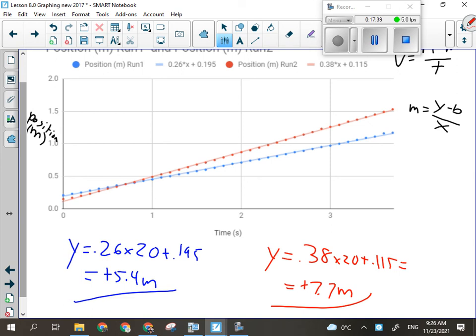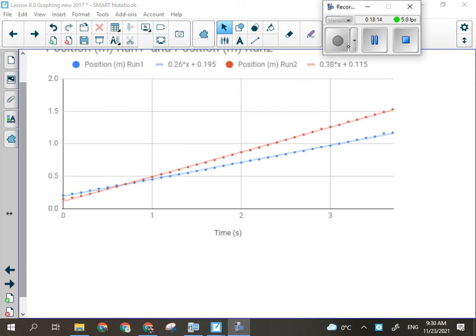All right. Now, I want you to calculate how long it will take each run to reach a position of 65 meters. Okay, so we're trying to find how long to reach 65 meters. And I'm going to pause it. Okay, so we are looking for how long it will take.